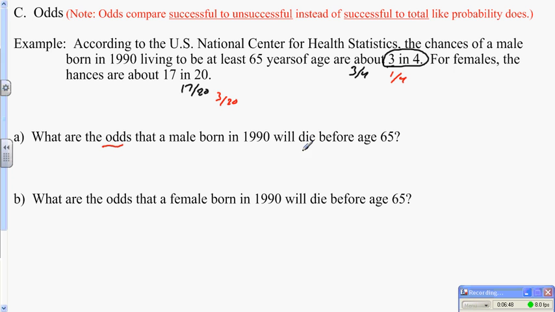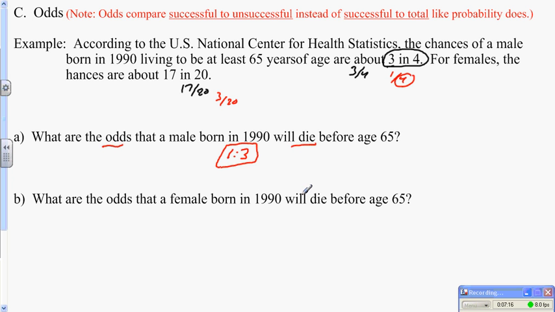Alright, so the odds that they will die before 65 are, well, we said that 1 out of 4 will not survive to be 65. So therefore we will say 1 will die compared to 3 that will live. And that is the odds. So you do not have the total number presented here, but the sum of the two numbers do represent the total. In other words, 4 people.